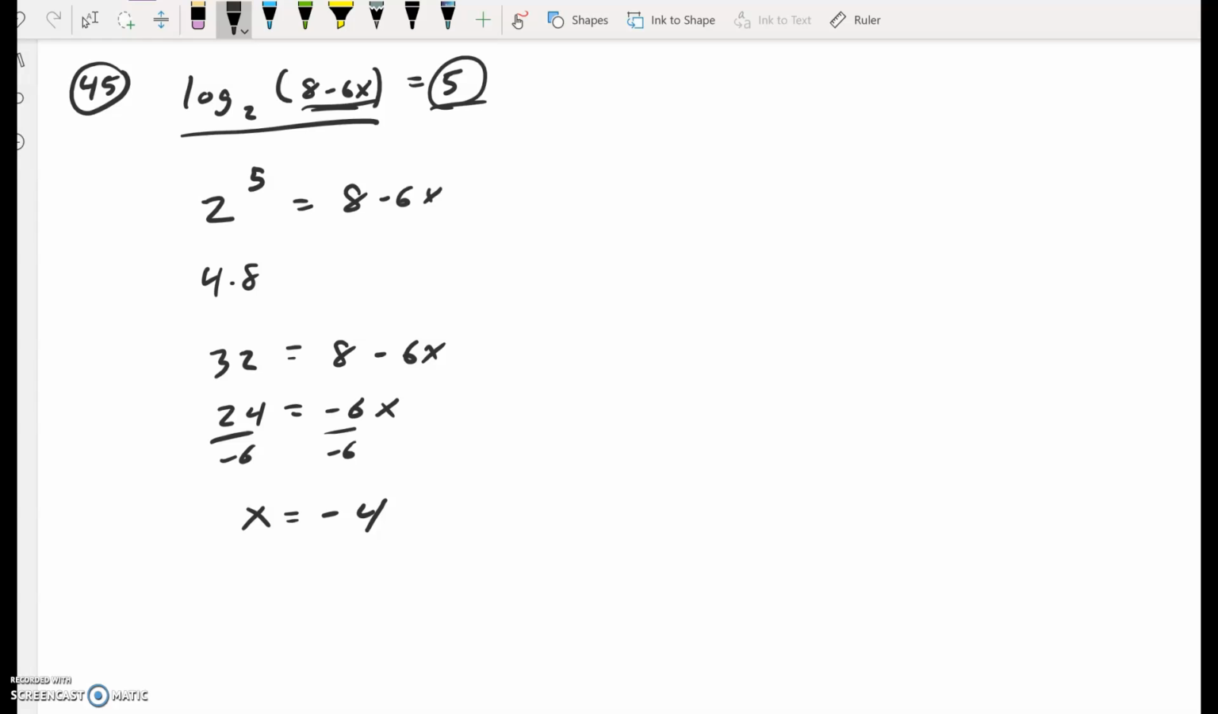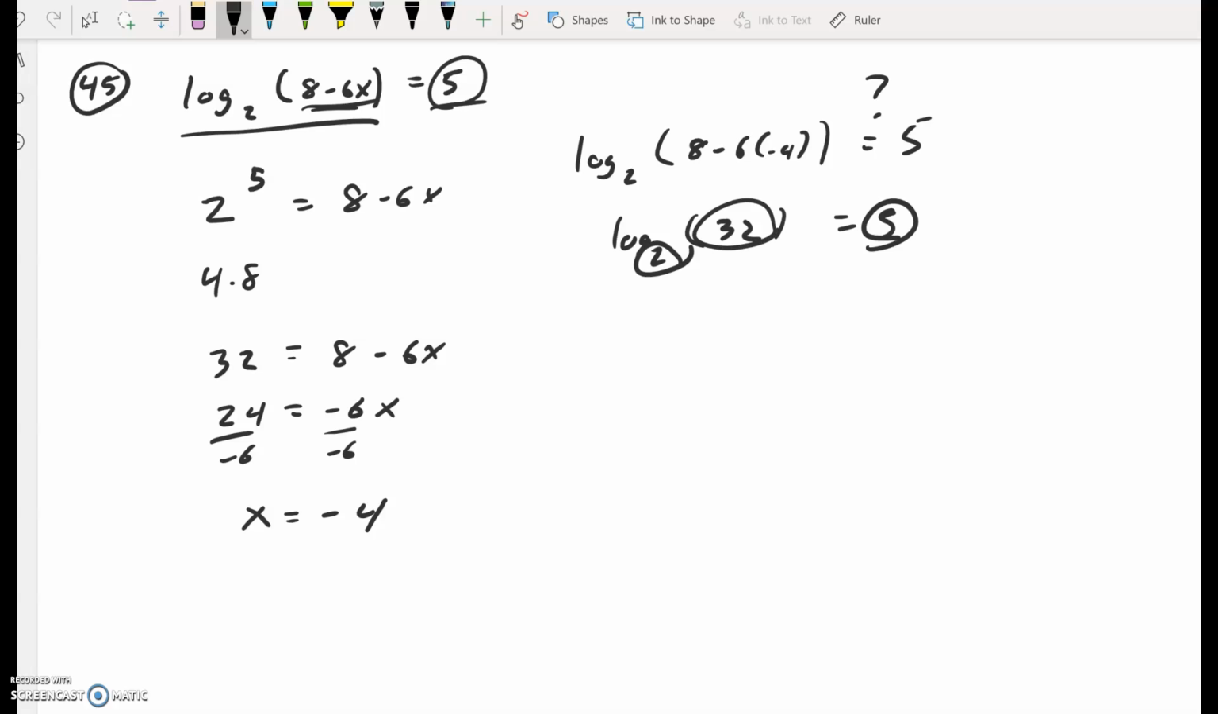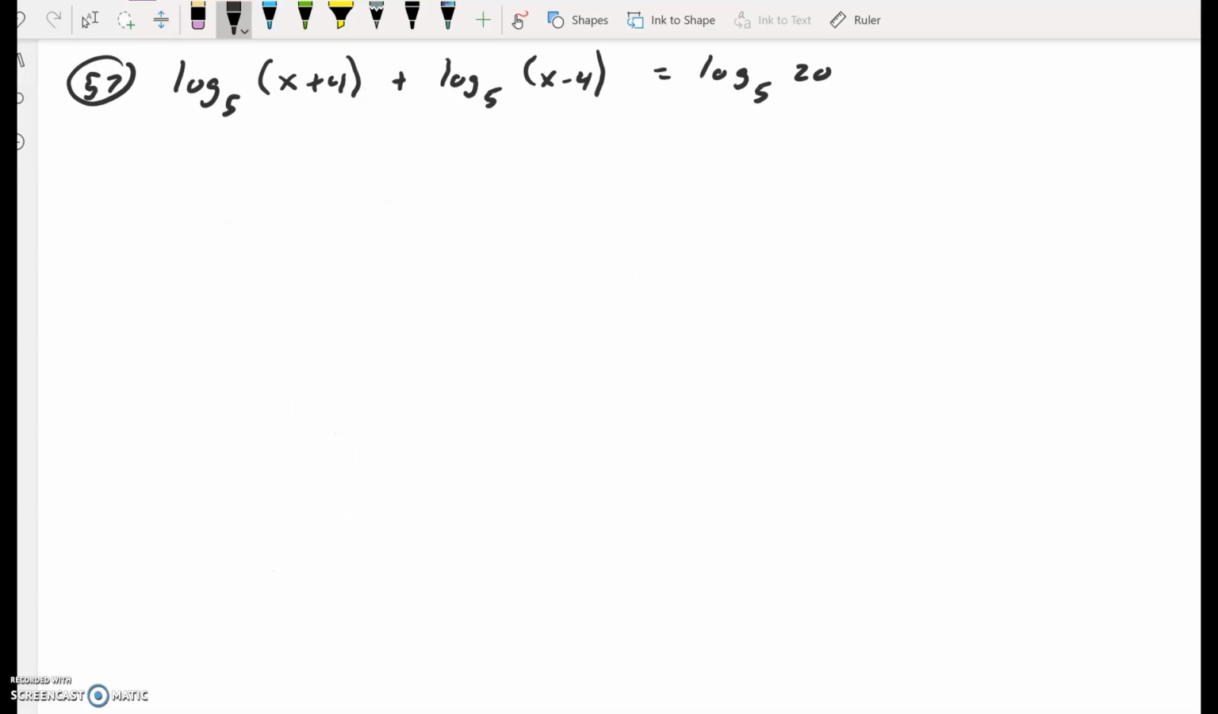Let's do a quick check of that. This is what's supposed to be true. Let's see if it makes any sense. That's 24 plus 8 being 32. So does 2 to the 5th power equal 32? Yes, it does. It checks. So x equals -4 is our answer.